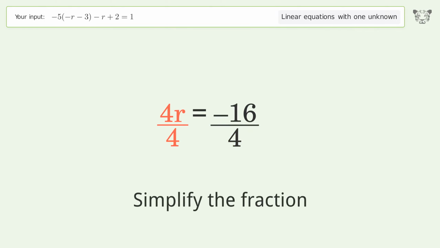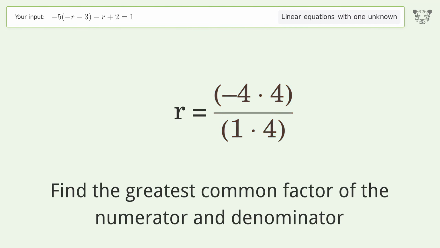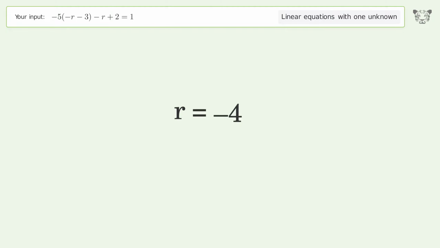Simplify the fraction. Find the greatest common factor of the numerator and denominator. Factor out and cancel the greatest common factor. And so the final result is r equals -4.